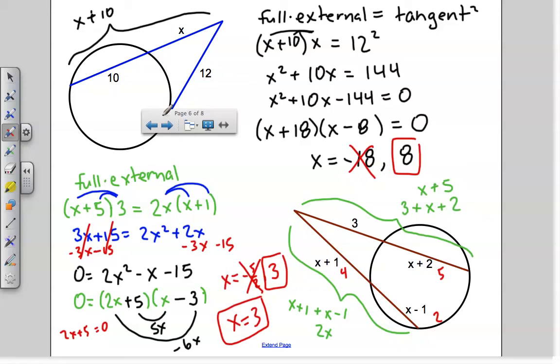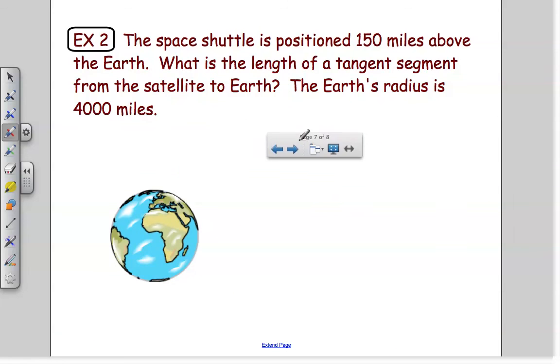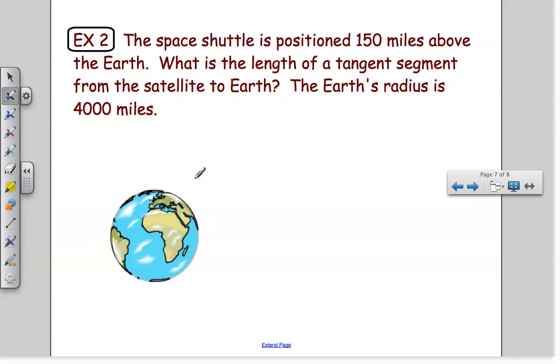So looking at these secant segments and tangent segments, I'm going to talk about one more real-life example, and then you're going to finish this for class tomorrow. But I'll get you started here. The space shuttle is positioned 150 miles above the Earth. I'm going to do a really detailed drawing of the space shuttle. Okay, that's real good. It's positioned 150 miles above the Earth, so we're going in a straight line. 150 miles. What's the length of a tangent segment from the satellite to Earth?